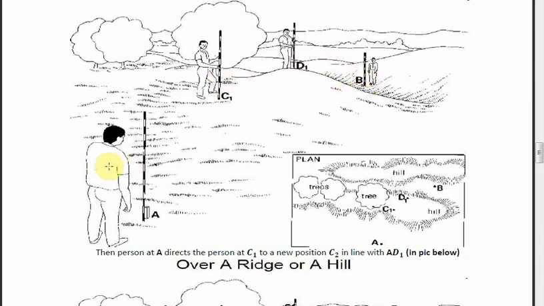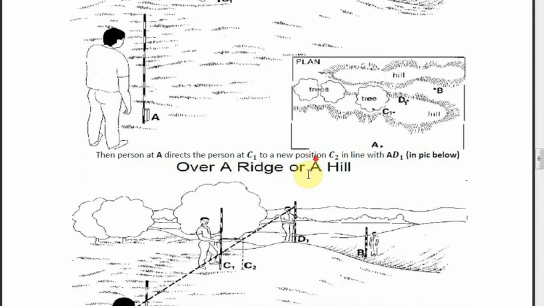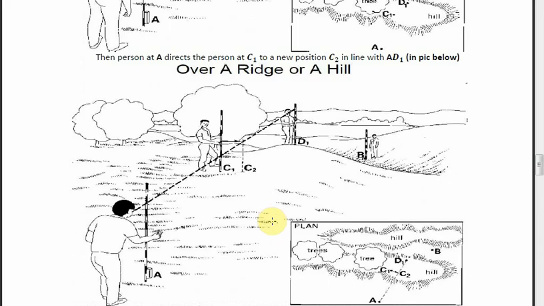The person standing at A can see the person standing at C and D, but he cannot see the person standing at B. The person standing at B, he can see the person standing at D and C, but he cannot see the person standing at A. So this is how indirect ranging is done.